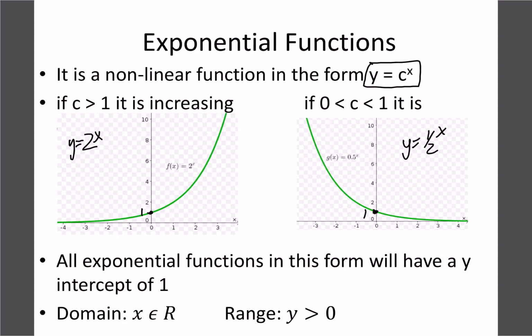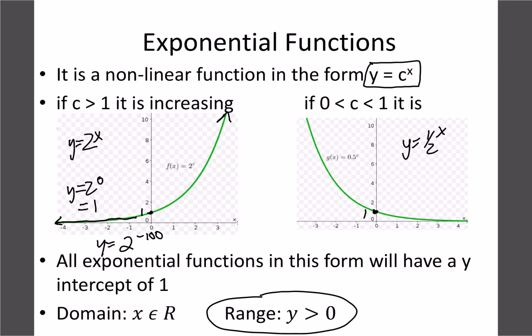The reason for that is, if x equals 0, we'd have y equals 2^0, and anything to the 0 is always 1. So we always get a y-intercept of 1. We also see that our domain is any value, because the x direction goes on and on forever in both directions, but we'll never get y equal to 0. We can get a really small number if x is really negative, but if you put in y equals 2^(-100), you would get 0.000 and so on. So the graph gets really, really close to the x-axis, but it never touches, so our range is always going to be bigger than 0.